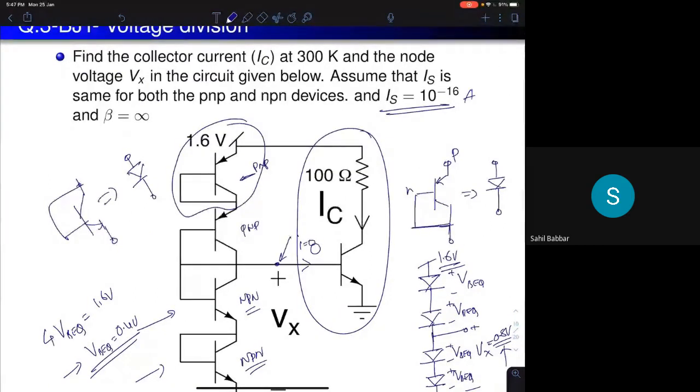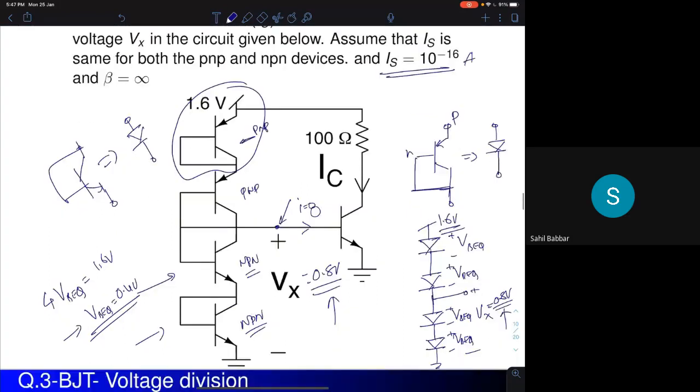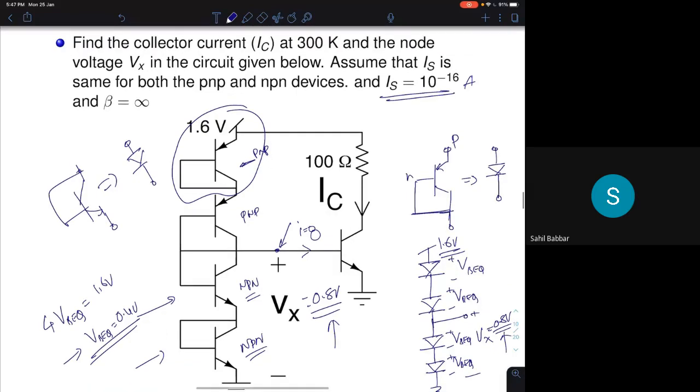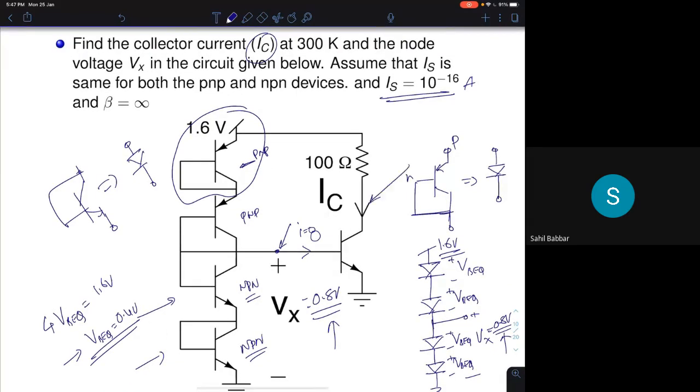Now in the question, you are supposed to find, is that okay? Vx is 0.8 volts. That's it, your answer is that. Once you find Vx, the next part of the question is you are supposed to find the collector current in this device. Assume the device to be in active region. You know the base emitter voltage is 0.8 volts. This is your base emitter voltage. If you know the base emitter voltage and it's given beta is infinity, what will be the collector current?